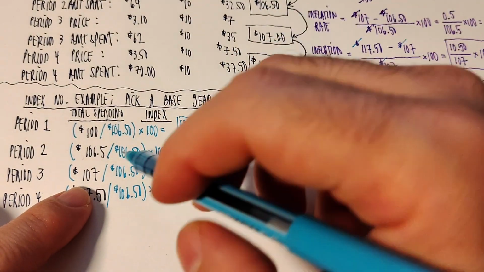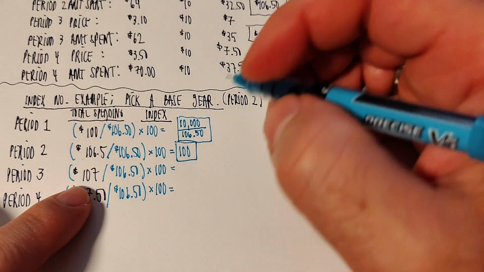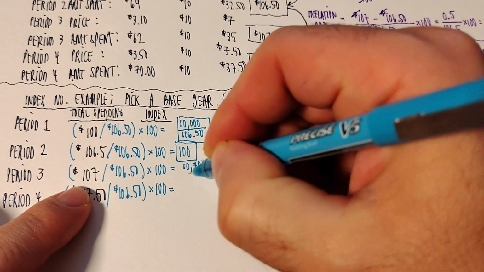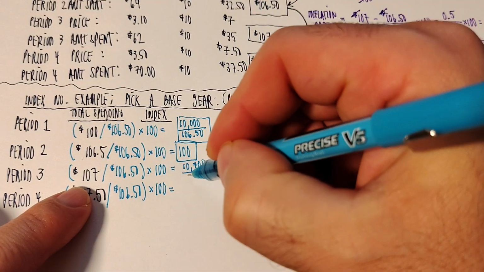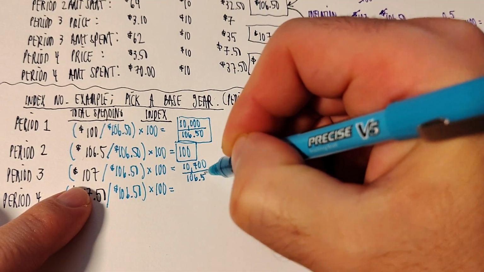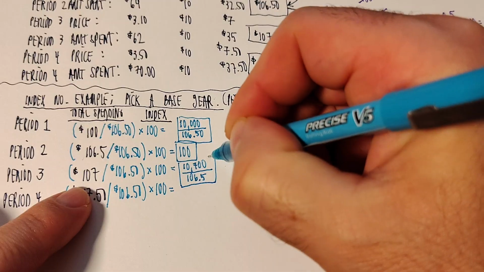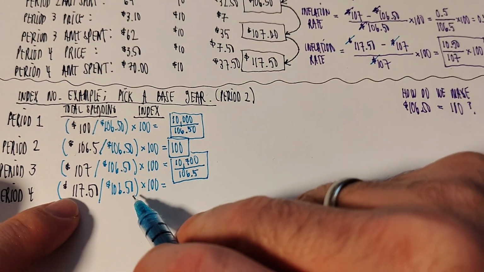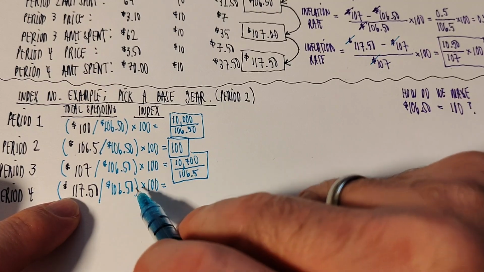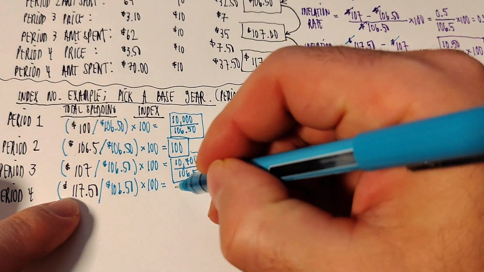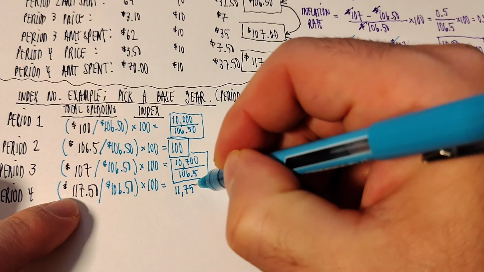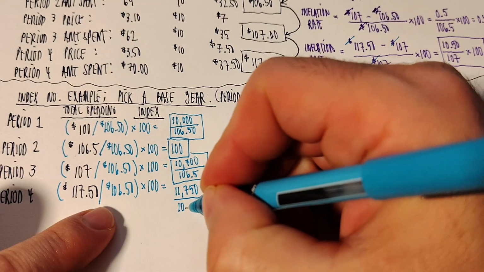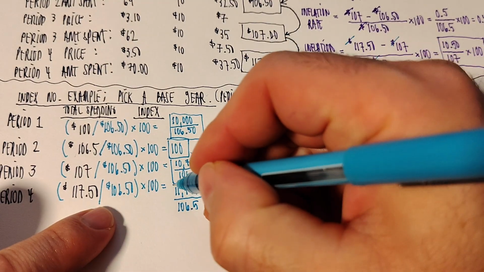This one's going to be 100 times 107, which is 10,700. So 10,700 divided by 106.5. And this last one is going to be equal to 11,750 over 106.5. All right.